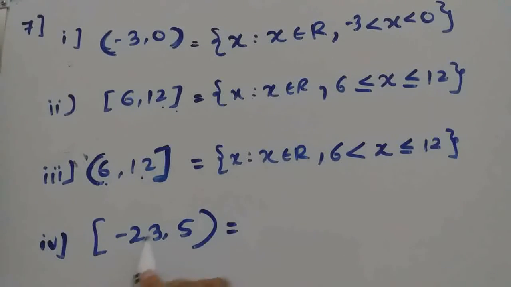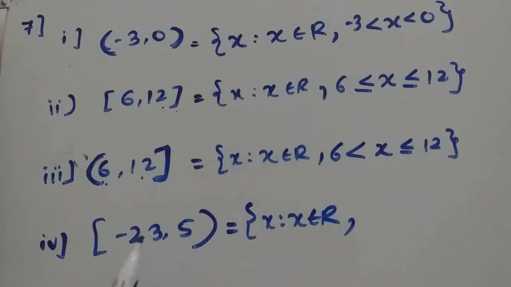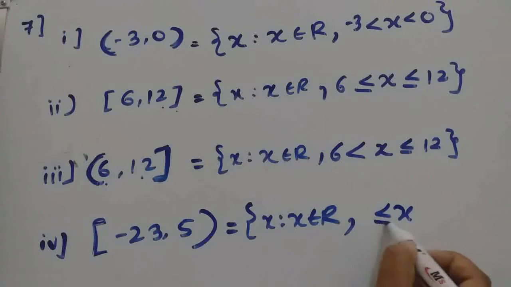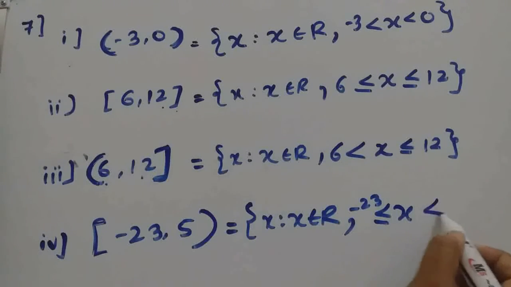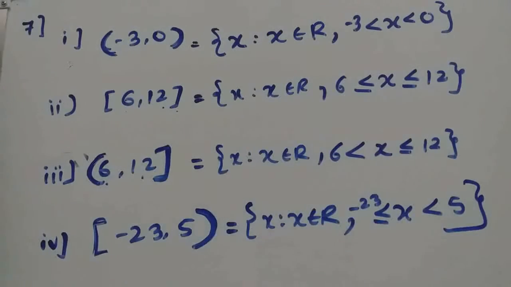And similarly this one, x belongs to R, close interval is given, so that means x is greater than equal to -23 and less than 5. Here equal to sign won't come because this is open bracket. So these are the set builder forms of the given intervals.